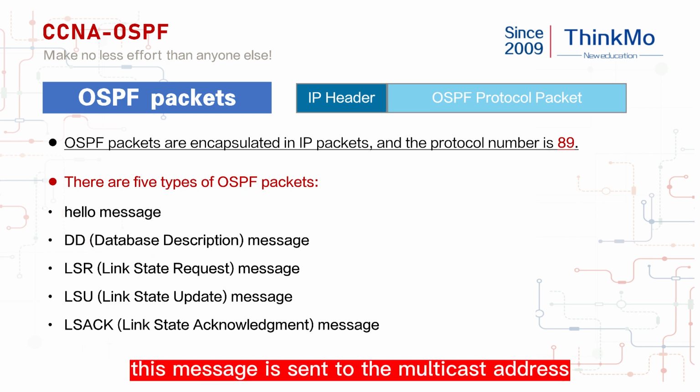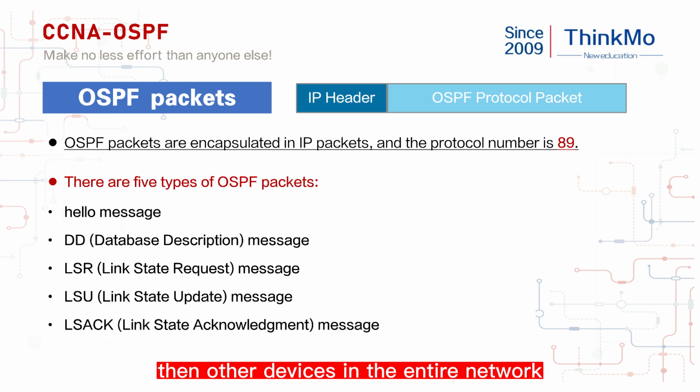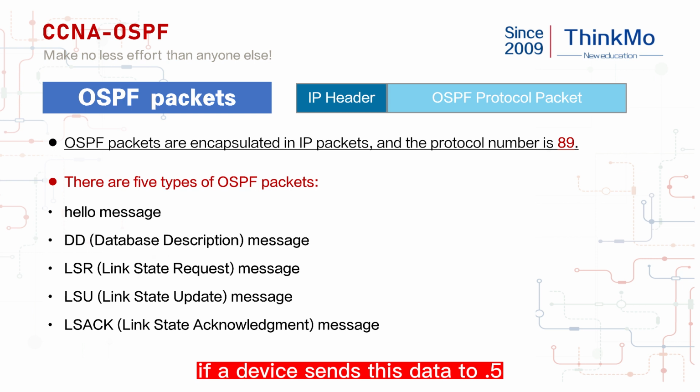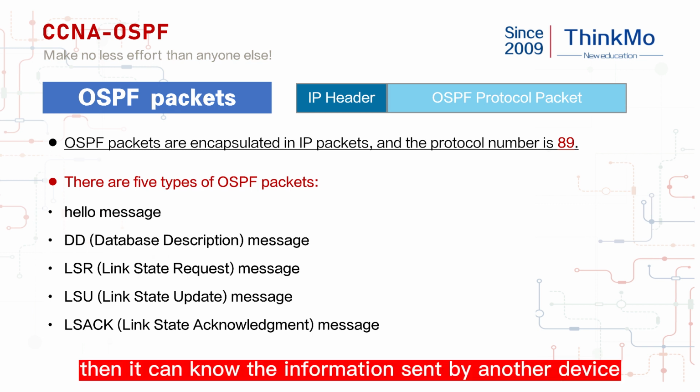This message is sent to the multicast address. Then other devices in the entire network will listen to this address. Let me give an example to explain the meaning of monitoring. If a device sends this data to point 5, another device monitors point 5. Then it can know the information sent by another device.